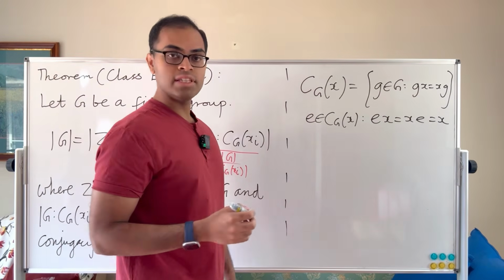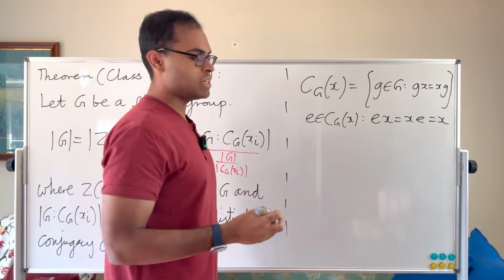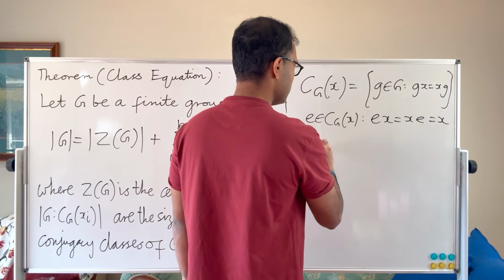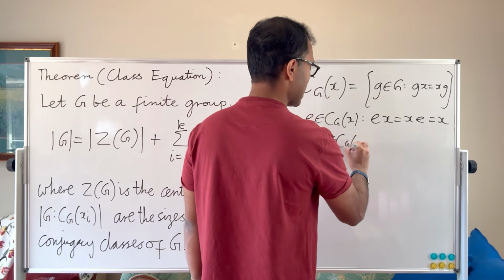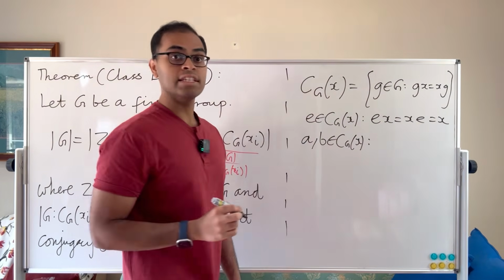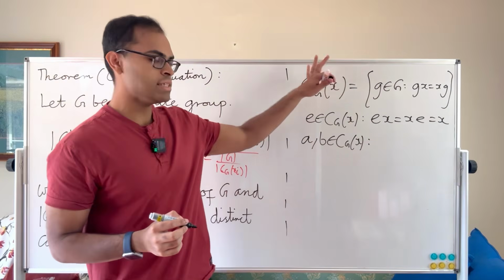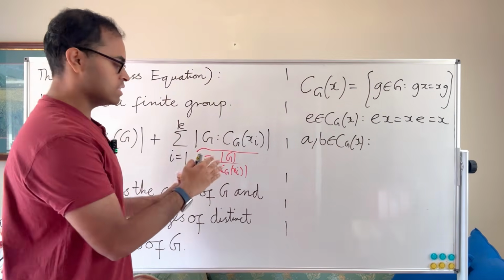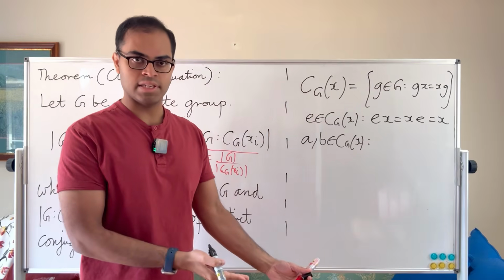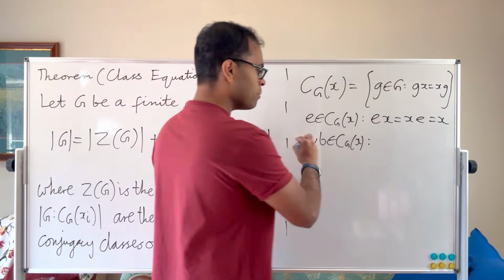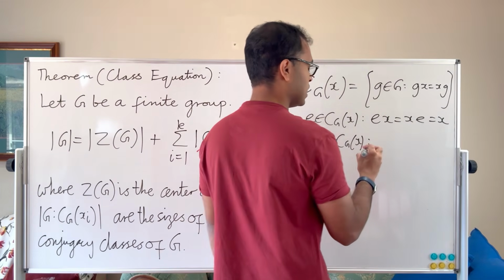And then of course you can say products of things in the centralizer are again in the centralizer. So for example, if a and b are in the centralizer of x, then we're going to say that a times b is in the centralizer of x. So I'm showing this is a subgroup, and then I'll prove that last step, okay, that the size of the centralizer times the size of the conjugacy class is the size of G. But why is the product of two things in the centralizer again in the centralizer?